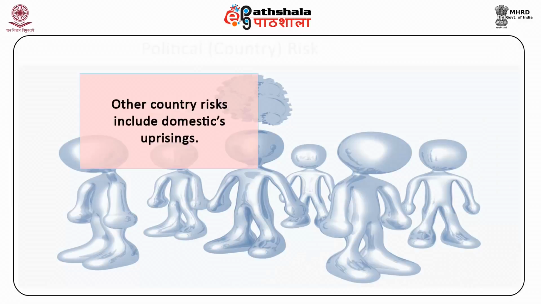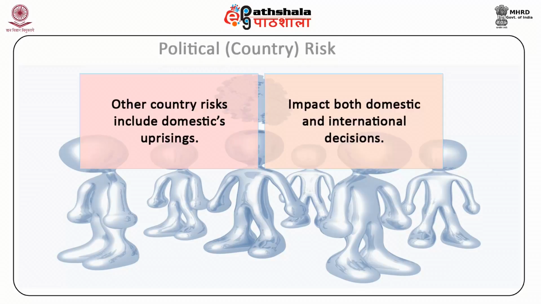Other country risks include domestic unrest and uprisings, such as the May 2010 demonstrations in Bangkok, Thailand, which effectively shut down the commercial hub of the country. Such an upheaval would impact both domestic decisions, such as delays in building hotels, and international decisions, that is, changes in foreign exchange, country risk profiles, international insurance rates, etc.